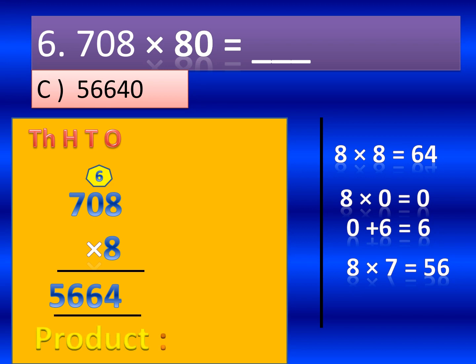Now the final product is equal to, along with the product which we obtained, we should include 0 from the second number. So the final answer is 56,640.